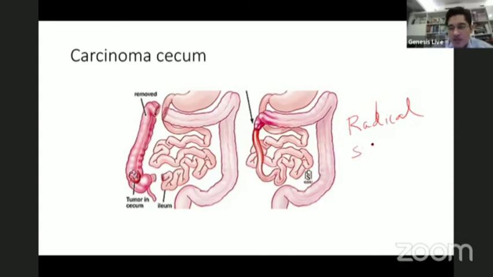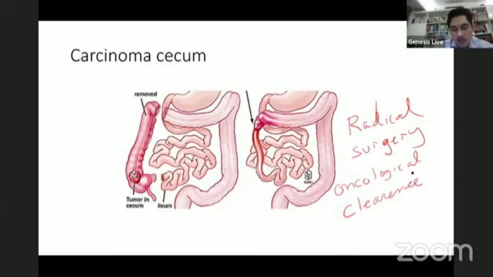Radical surgery. What does it mean? Radical surgery means you have to excise a wide area according to the principles of oncological clearance. Remember that term, oncological clearance. That means if the malignancy is over here, you have to remove a minimum of 5 centimeter distal and 5 centimeter proximal. If it is possible, 10 centimeter would have been even better.